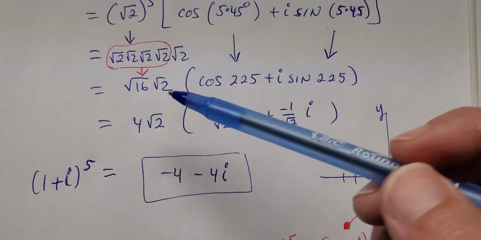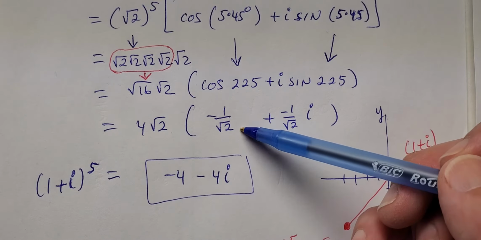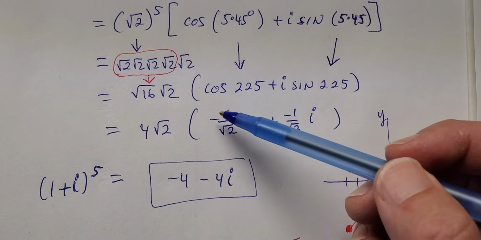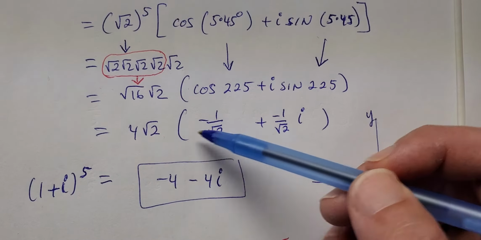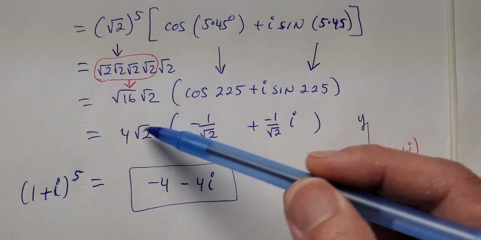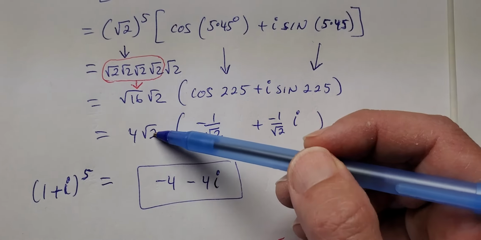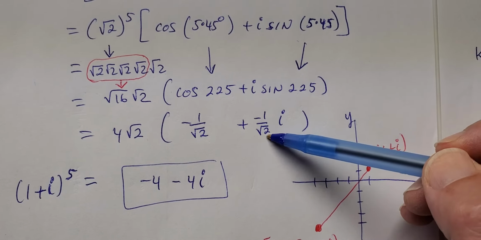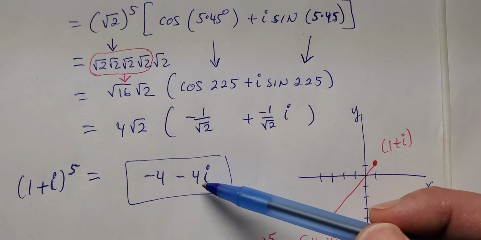Okay. Now all you have to do is just multiply across. Distribute 4 square root 2 times negative 1 square root 2. As you can see, the square root 2 can cancel out. All I have is just negative 4. Same thing with this one. 4 square root 2 times negative 1 square root 2. The square root 2 gets canceled. So I just have negative 4i.